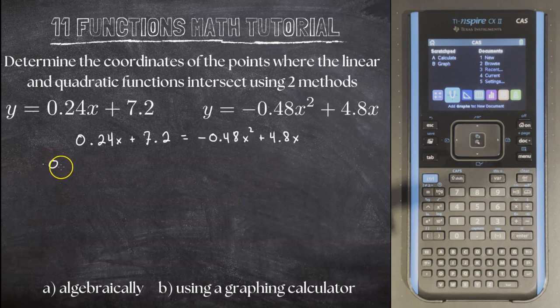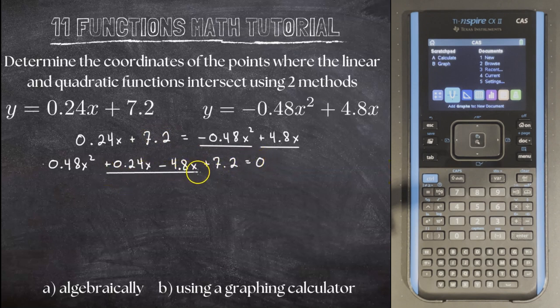So we will have 0.48x squared. I'm just bringing this term to the other side of the equation, plus 0.24x. And then I'll bring this term to the other side, so minus 4.8x. And then don't forget our last term here, plus 7.2 is equal to 0. Now I can simplify by adding like terms. So 0.48x squared minus 4.56x plus 7.2 equals 0.